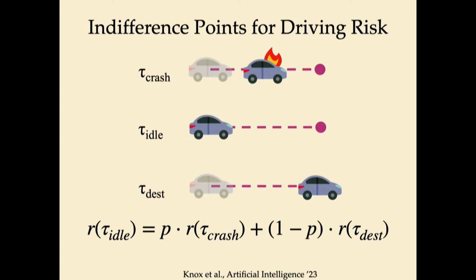You have 3 trajectories that your car might go on. In one of them, the car drives and at some point crashes. In another, it does the safest possible thing, which is it just stays in the driveway. That's this tau idle. And at the very last, you've got the car driving safely through to its destination, so that's getting where you want to go. What they look for is: what is the probability P where the reward for staying still is equal to some probability P of crashing, and then a probability 1 minus P of driving safely to your destination? This tells you your risk tolerance as you're driving. At what point are you willing to accept the chance of a risky trip in order to get you out of your driveway?